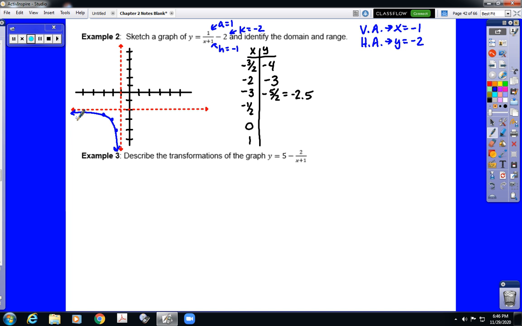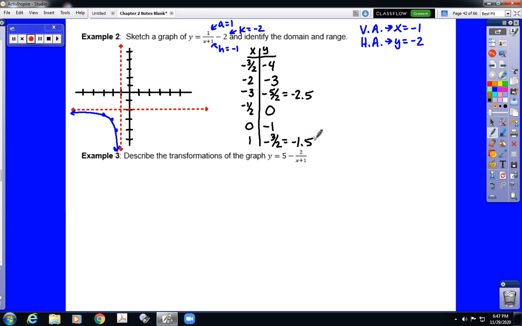Plug in negative 1 half. 1 over negative 1 half plus 1 would be 1 over 1 half, which would be 2. Minus 2 would be 0. We kind of want that to be in black, so we'll fix that real quick. Plug in 0, that's 1 over 1, which is 1. Minus 2 would be negative 1. Plug in 1, that is 1 over 2, 1 half. Minus 2 would be negative 1 and a half, or negative 3 halves.